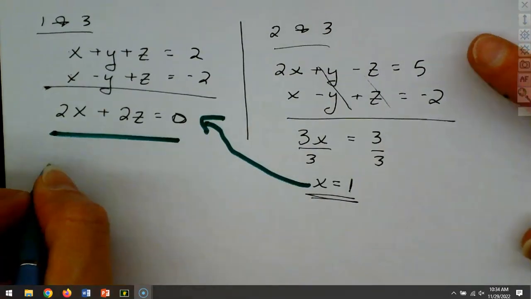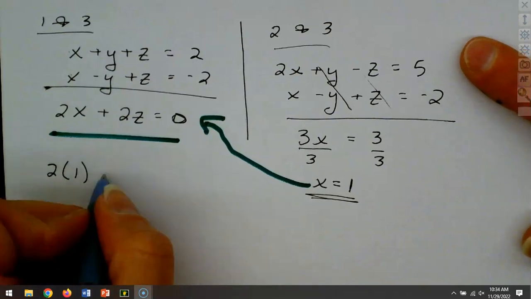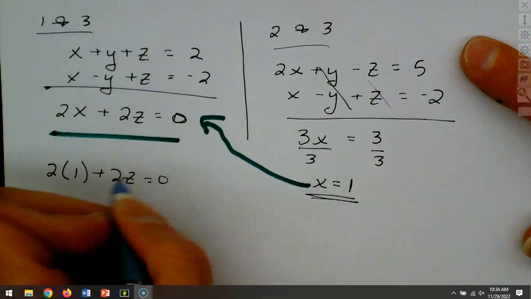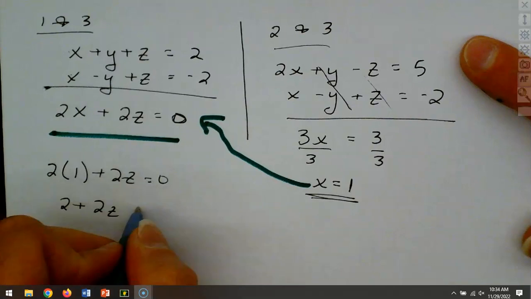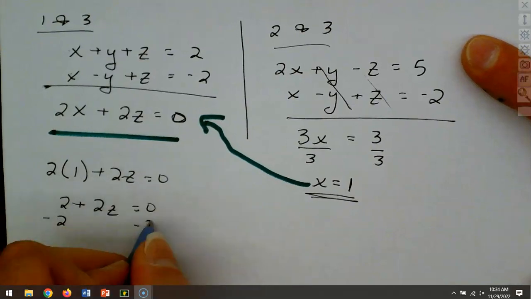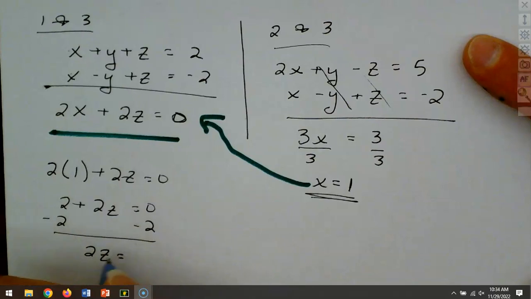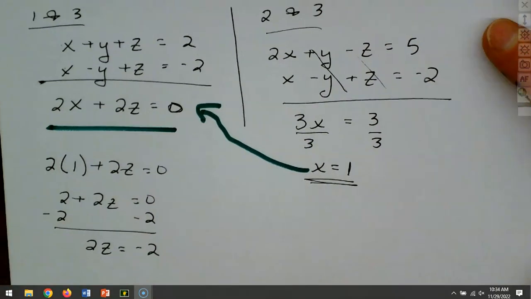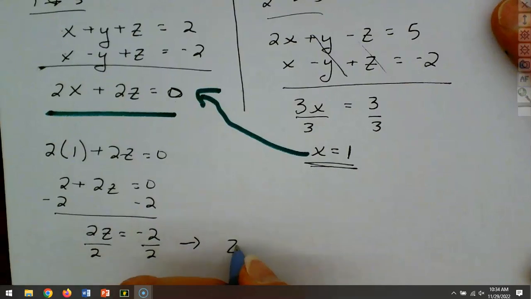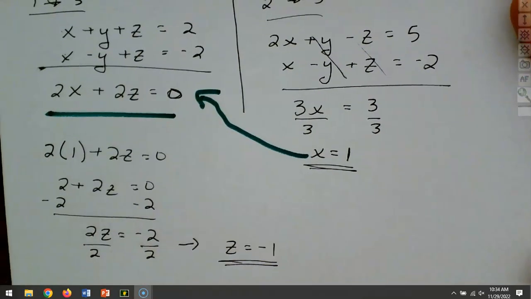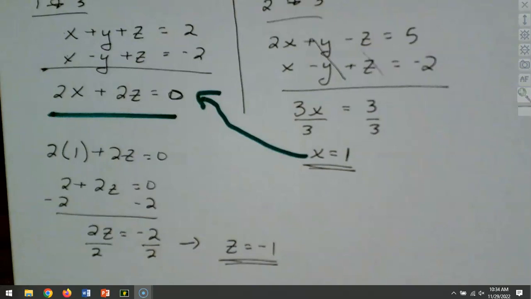When you plug that in, 2 times 1 plus 2z equals 0. So that's 2 plus 2z equals 0. Move the 2 over. So 2z then equals a negative 2. Divide by your 2, and we have another part. So now we've got z equaling negative 1. So what variable are we missing? We've got the x, and we've got the z. So we are missing the y.